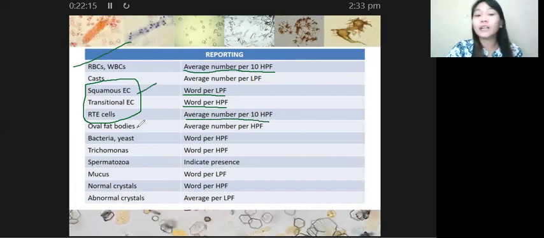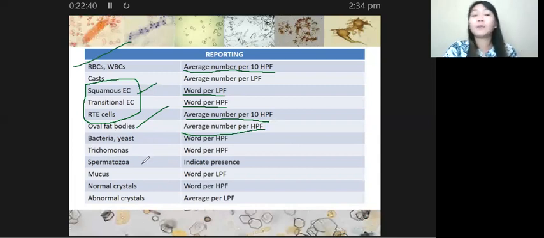Oval fat bodies, are they significant? Yes, they are definitely significant. And so, ano ang manner of reporting ng ating oval fat bodies? We have average number per HPF. Okay? And then bacteria or yeast cells, so they are reported as word per HPF. Trichomonas, word per HPF. Spermatozoa, you just indicate the presence.